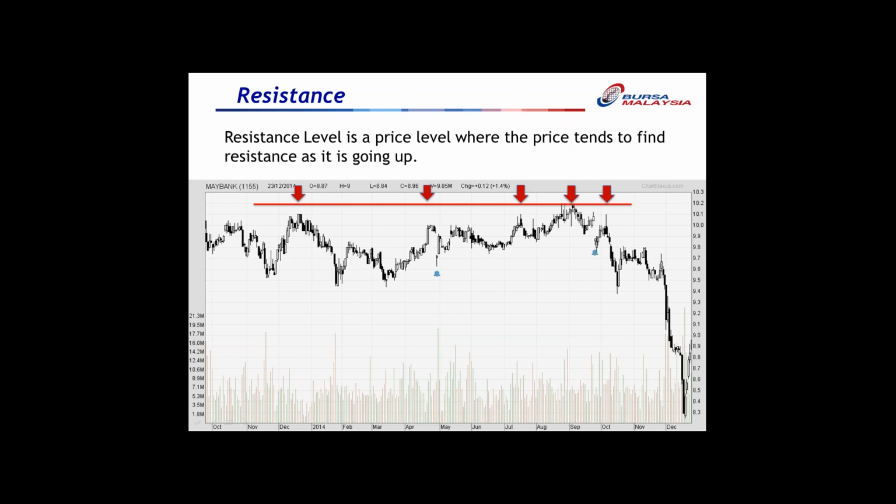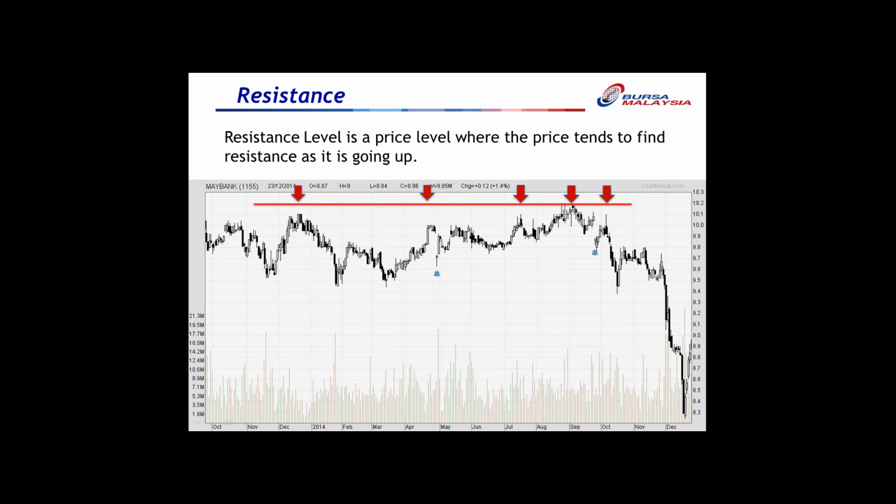So resistance is the same. Now people have memory. When they see the share price try to break through this level and is unable to break through at this level, people tend to make sell decisions before that level. So when people make sell decisions and more people make the same decisions, then the share price is unable to break through. In other words, investors may believe that this is the fair price for them to exit the market. Right? This is a fair price for them to exit the market.